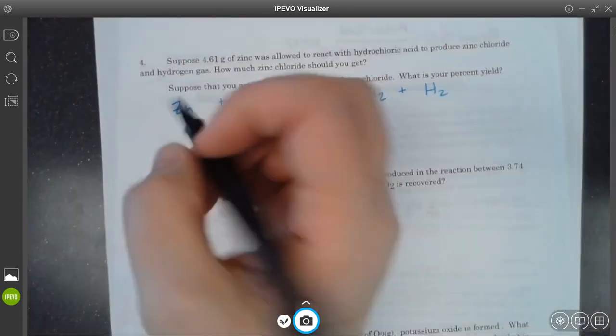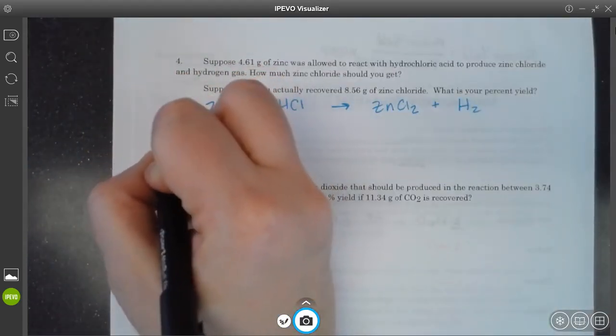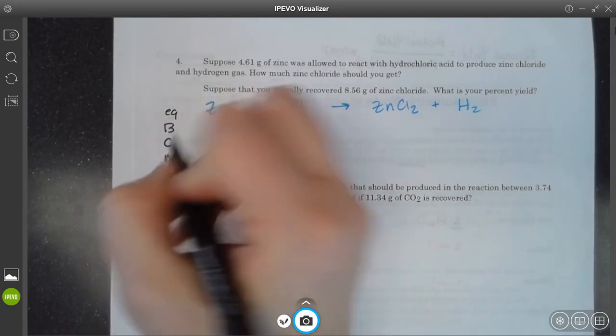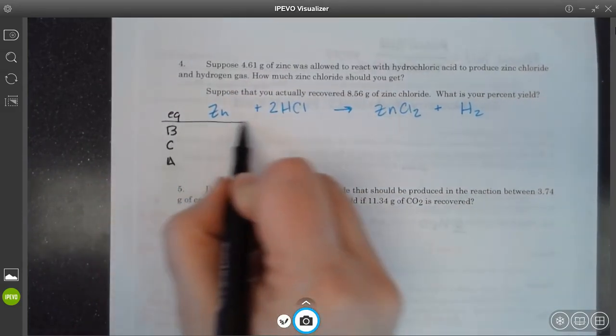Okay. So for our BCA chart, we need our equation. We need a before, change, and after. And this is our chart.